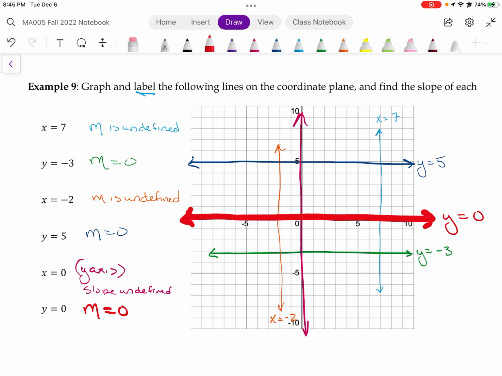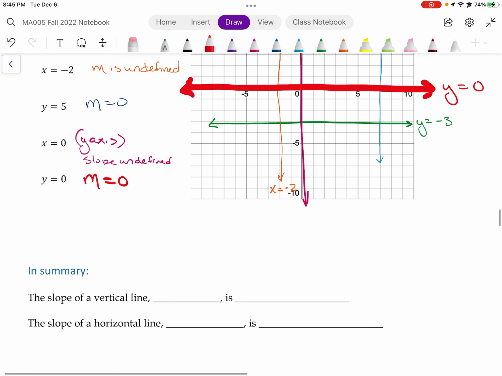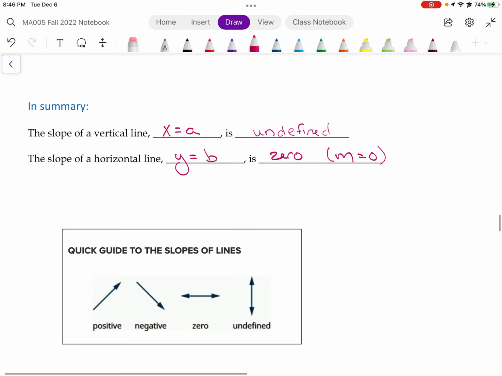All right. So in summary, the slope of a vertical line, x equals a, is undefined. The slope of a horizontal line, y equals b, is 0. In other words, m equals 0. So that's a quick guide to the slopes of lines. You might want to have that in your notes with a big box around it.